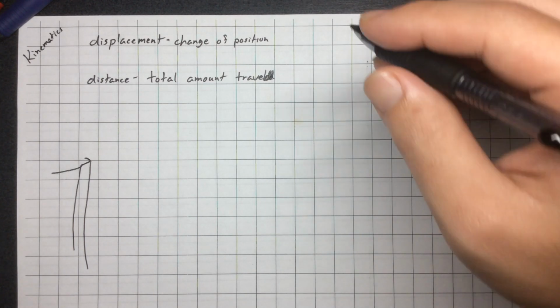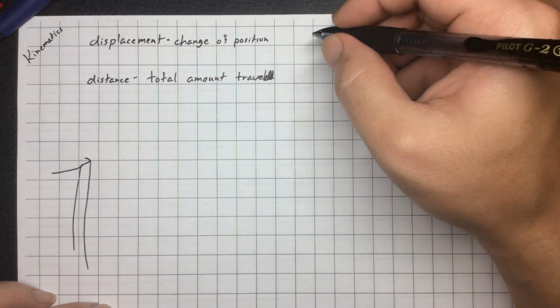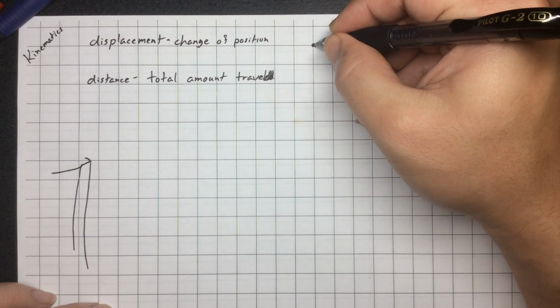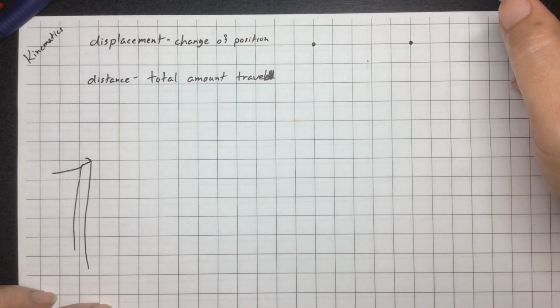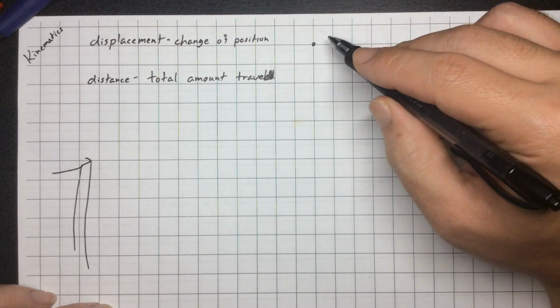So a displacement is basically a change of position, which means I'm going to start at a location and end at another location. I don't really care what happened in between. All I care about is the difference between the start and end points.